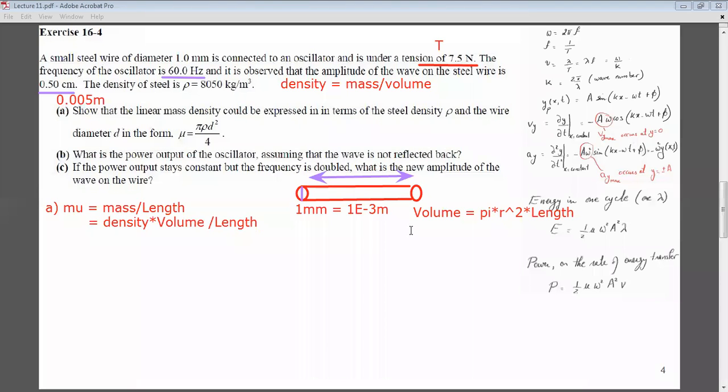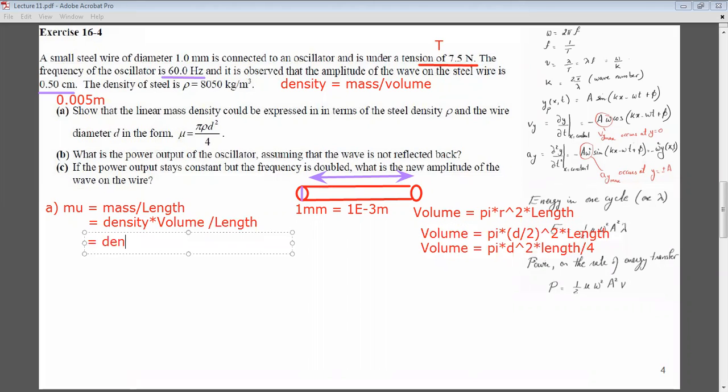Okay, so the volume is equal to pi times r, where r is d over 2, times the length. So the volume is equal to, I'm going to do d over 2, this is squared. So this is pi times d squared times length divided by 4, because I have 2 squared, so it is 4. So I will come back here.